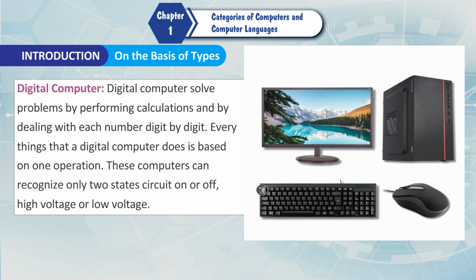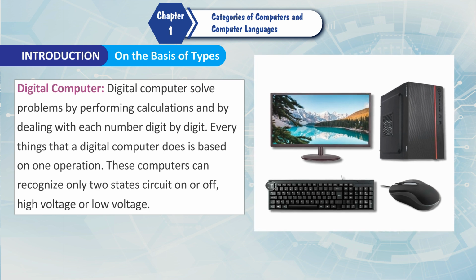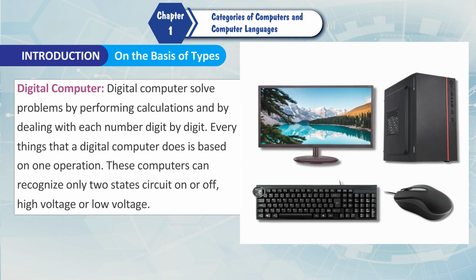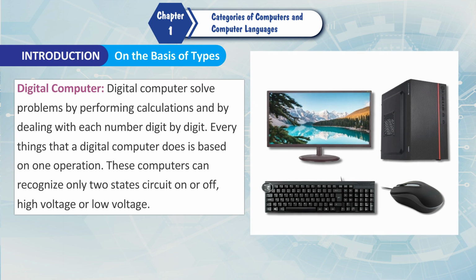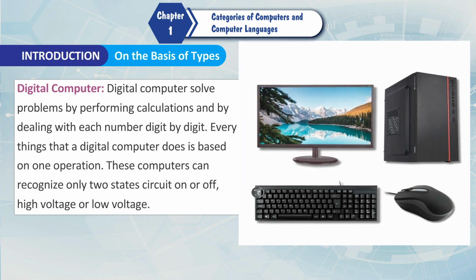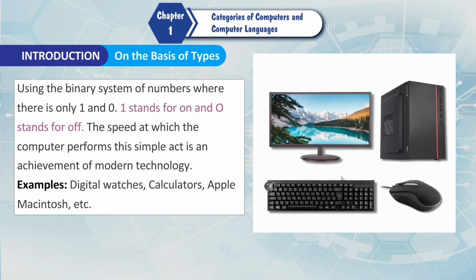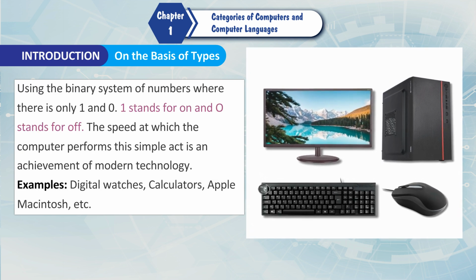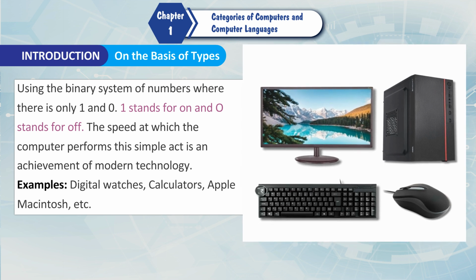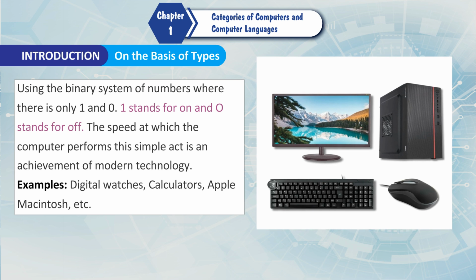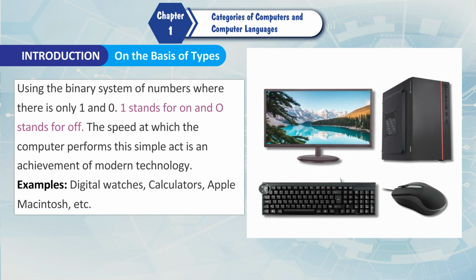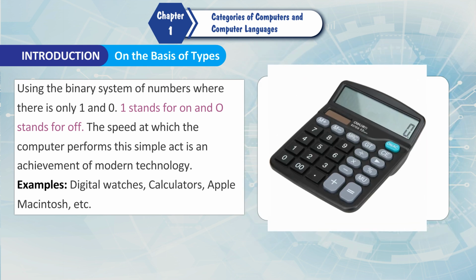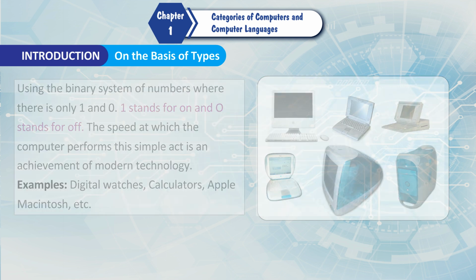Digital computer. Digital computers solve problems by performing calculations and by dealing with each number digit by digit. Everything that a digital computer does is based on one operation. These computers can recognize only two states, circuit on or off, high voltage or low voltage, using the binary system of numbers where there is only 1 and 0. 1 stands for on and 0 stands for off. The speed at which the computer performs this simple act is an achievement of modern technology. Examples: digital watches, calculators, Apple Macintosh, etc.